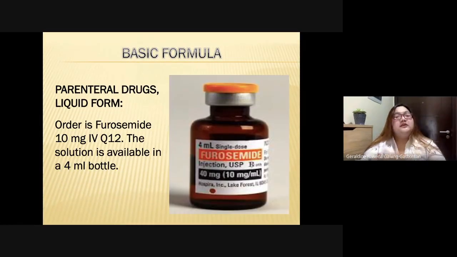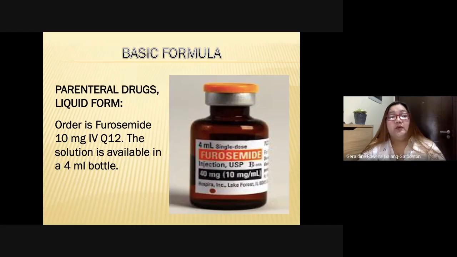Now, let's go now to parenteral drugs. So yung gamot, i-inject mo siya, which means you need to aspirate it in a syringe. Okay? So you were taught sa RETDEM of aspirating drugs via vials and ampules. So order is furosemide 10 mg IV Q12. The solution is available in a 4 ml bottle. Okay, furosemide is a diuretic.